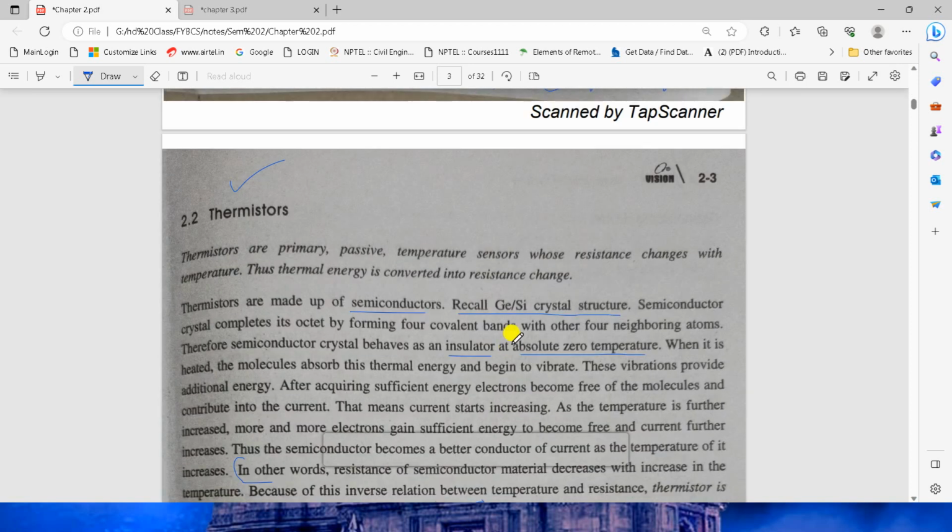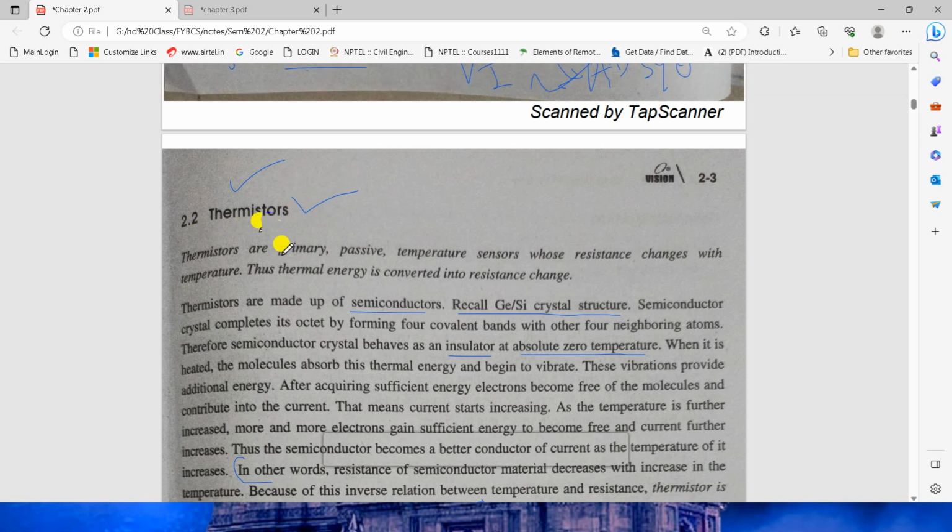Okay, so let us see them one by one. The first one is the thermistor. What is meant by the thermistor? A thermistor is primarily a passive temperature sensor whose resistance changes with the temperature.